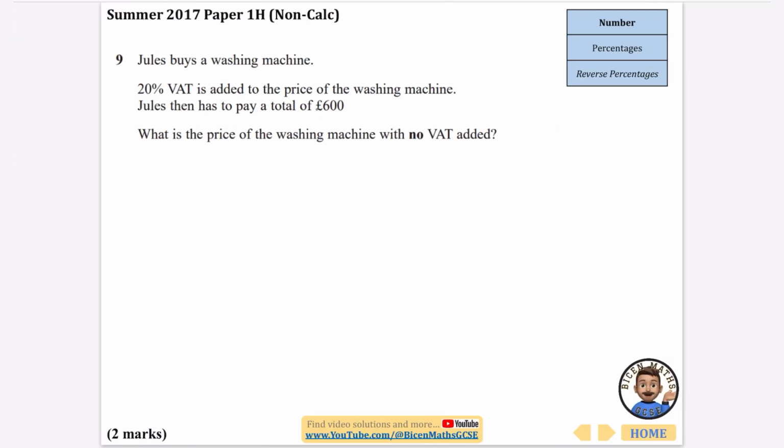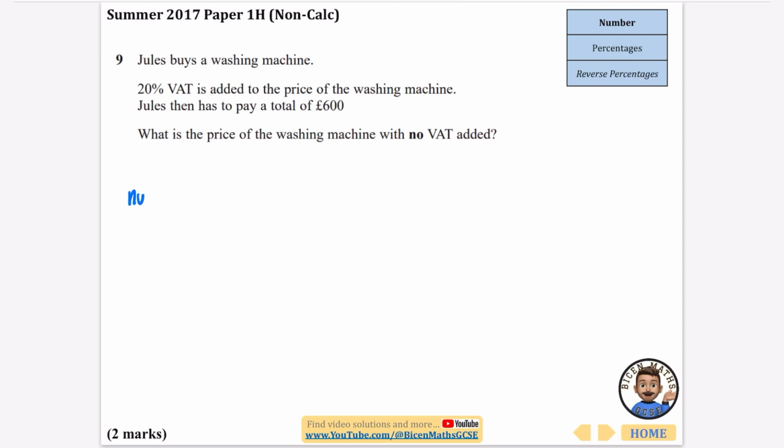Okay, we have got a reverse percentage question, and you'll see why it's reverse percentage. And this one here is in non-calculator paper. So Jules buys a washing machine. 20% VAT is added to the price of the washing machine. Jules then has to pay a total of £600. What is the price of the washing machine with no VAT added? So I'm going to do this in two different ways.